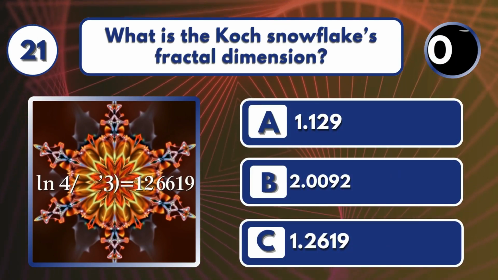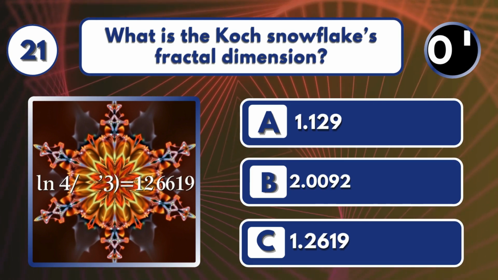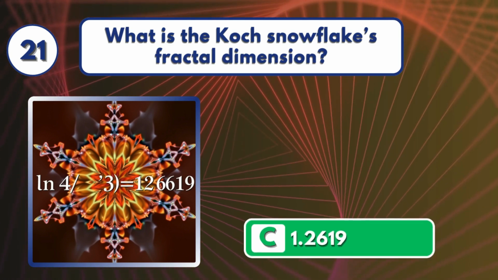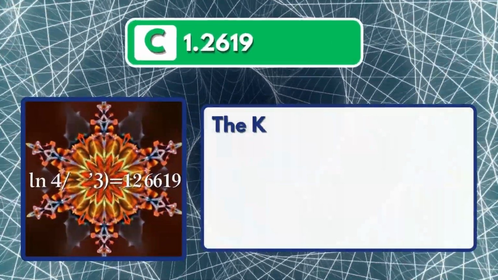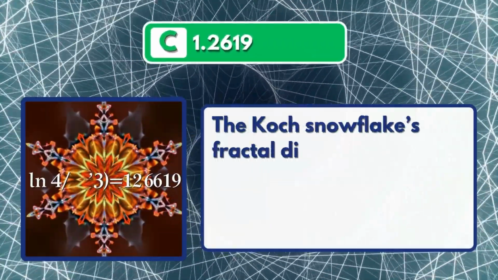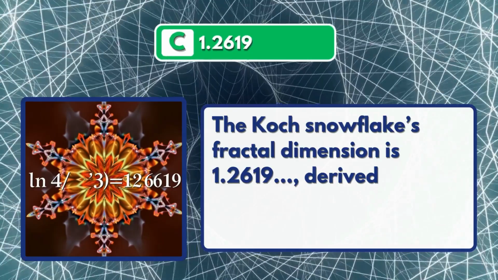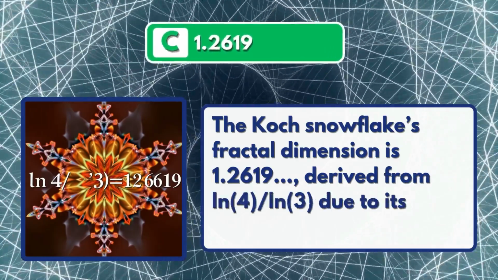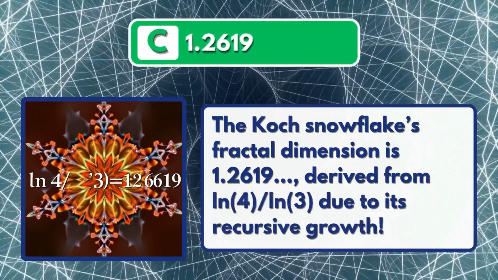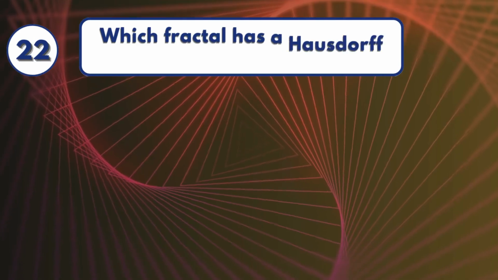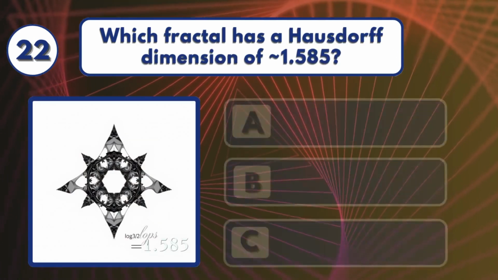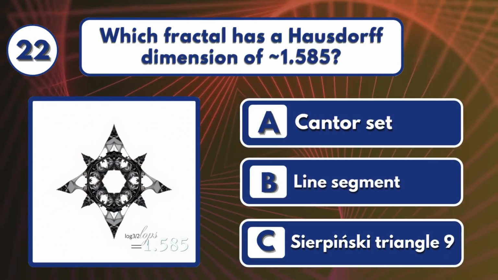Time is running, hurry up, lock your answer. The Koch snowflake's fractal dimension is 1.2619, derived from ln 4 over ln 3 due to its recursive growth. Which fractal has a Hausdorff dimension of approximately 1.585?